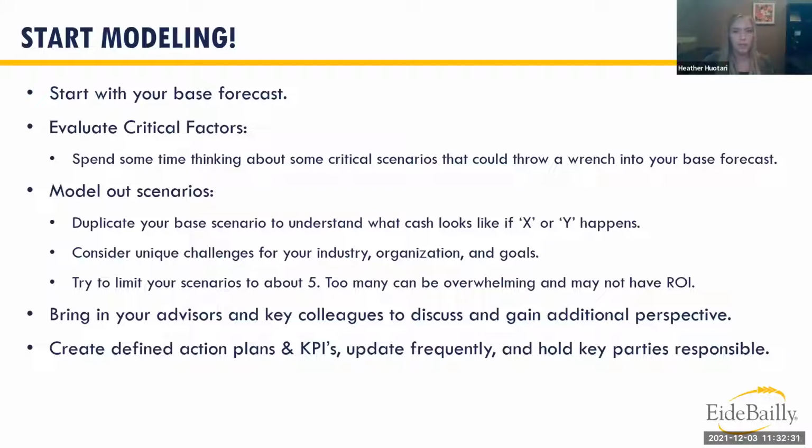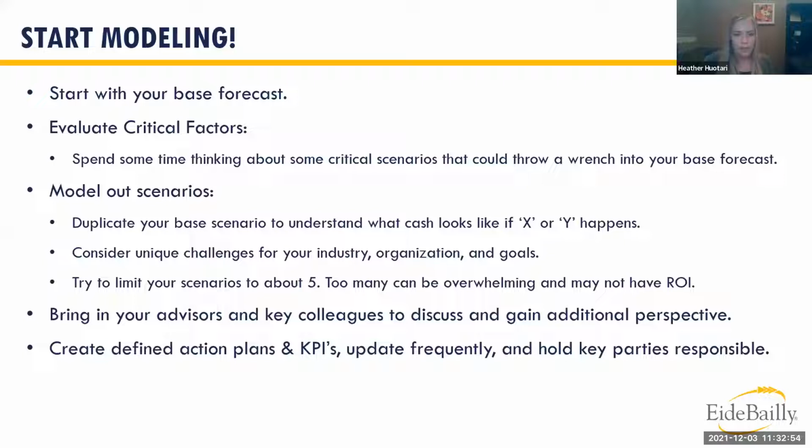Now from there, you'll want to, of course, again, bring in your business advisors and colleagues so that you can create action items and plans and start defining some measurables on these forecasts so that you can keep your team accountable and take action when needed. And Jackie's going to dive a little bit more into this when her section comes up here shortly.